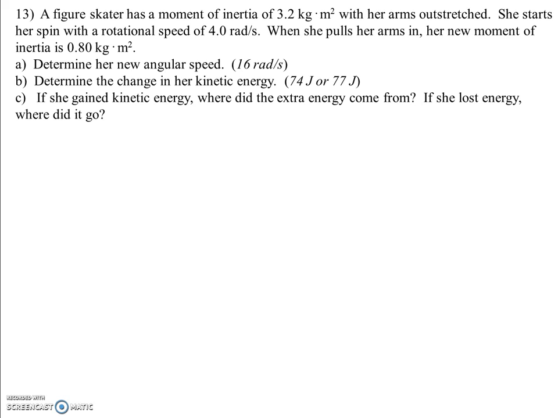This happened because when they brought their masses in, they decreased the value of r for those masses, which meant the value of moment of inertia decreased. As a result, the angular speed increased, and the product, I times omega, stayed the same. That product, of course, is angular momentum. This is a great demonstration of conservation of angular momentum.